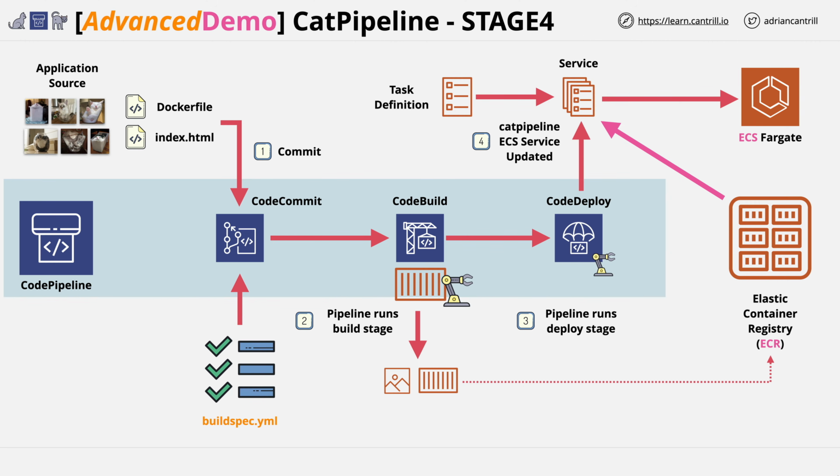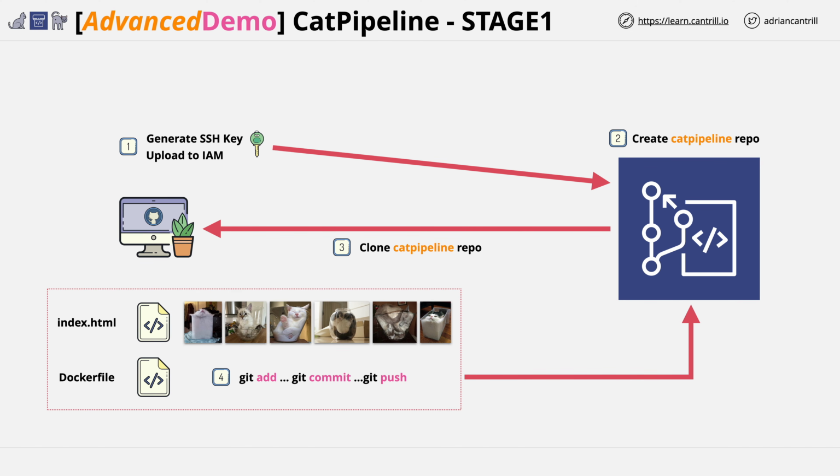So during each stage of this demo series, you're going to enhance this architecture, and by the end you'll have a full deployment pipeline which will build and deploy a container every time you commit new code to this repository. Now in stage 1 of this mini project, you're going to implement this architecture. So you're going to be creating and configuring a CodeCommit repository, giving yourself access to that repository, cloning the repository down to your local machine, adding some files, and pushing those files back up to the repository.